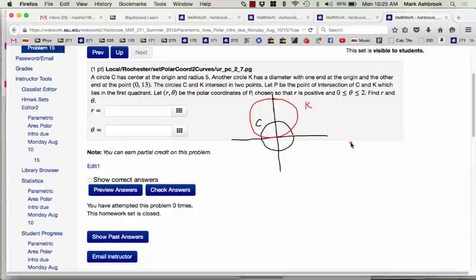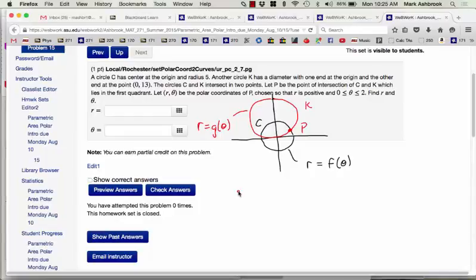Okay, so let P be the intersection in the first quadrant. So there's this point here, and we want to find r and theta for that point. So we need these two circles as r, so say r is a function of theta. And then the red one, circle K, r as some other function of theta. So we want to use our polar functions to get r as a function of theta for each of those two circles.